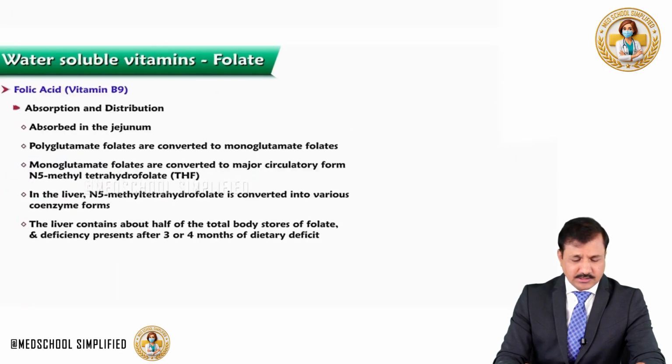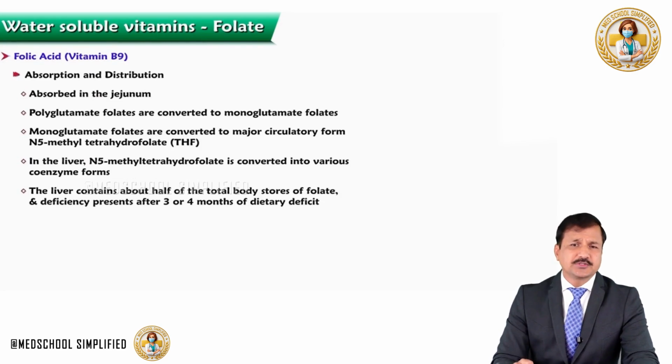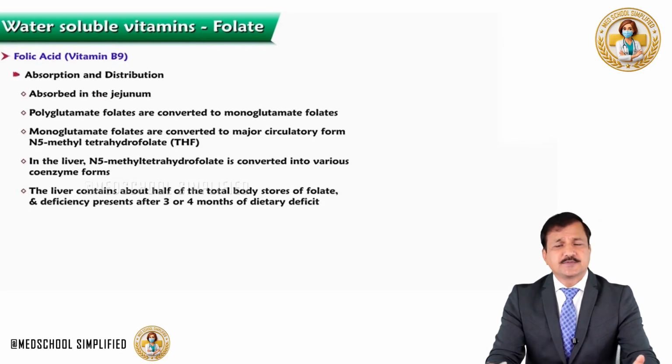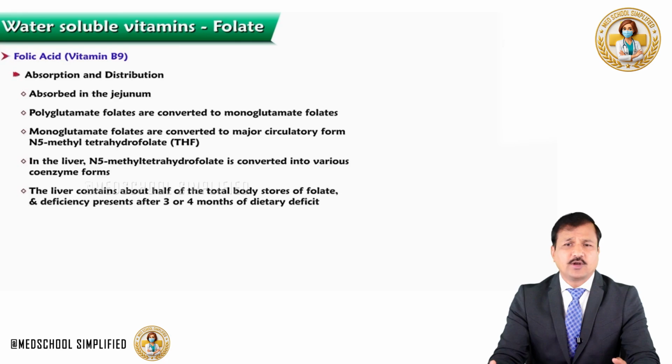Now, let's move on to see absorption and distribution of folate in our body. Folic acid is mainly absorbed in the small intestine, especially in the jejunum. And folate comes into our body from plant sources in the polyglutamate folate form.